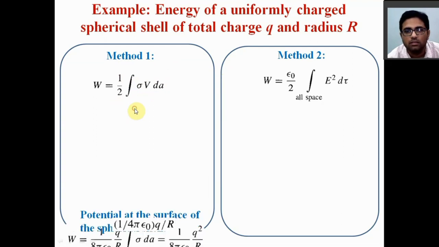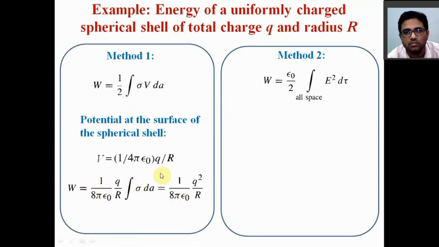We know that the potential at the surface of the spherical shell is this. Now putting this form, we get this equation. Here 1 by 4 pi epsilon naught Q by R is constant. So it will come out from the integration, and surface integration sigma dA is the total charge of the spherical shell, which is this Q. And we get the electrostatic energy of this form.